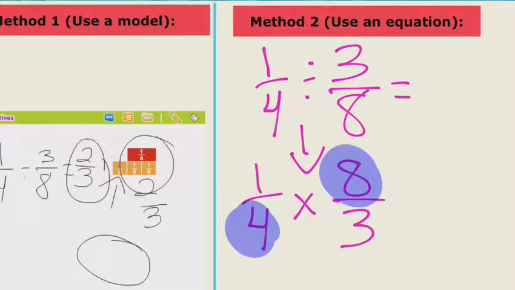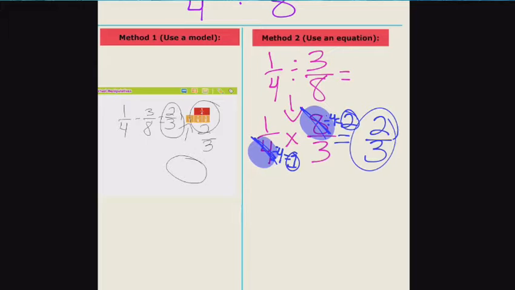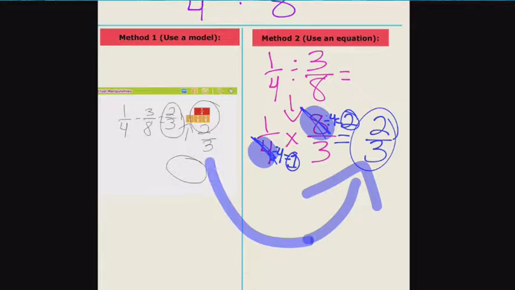Both of those numbers are divisible by 4. 4 divided by 4 is 1. And 8 divided by 4 is 2. So I'm going to cross off my old numbers, and I've got my new numbers here, 2 and 1. I don't see anything else I can cancel, so I'm going to go ahead and multiply straight across. 1 times 2 is 2, and 1 times 3 is 3. So we get a quotient of 2/3, which, if you remember, is the same that we got with our other method, so we know we did it correctly.